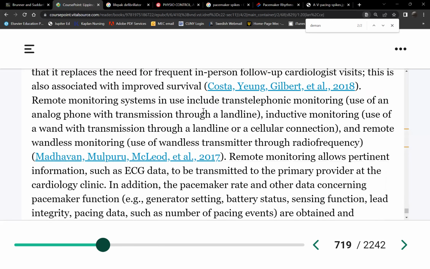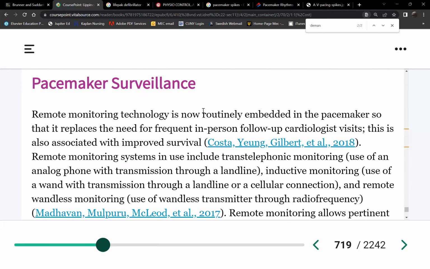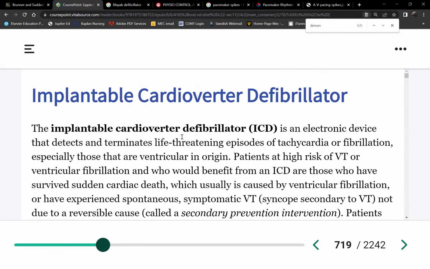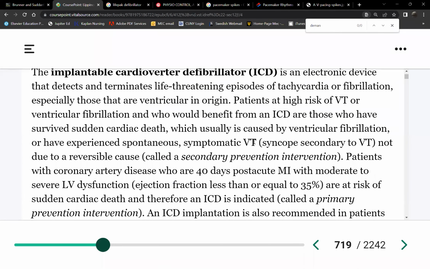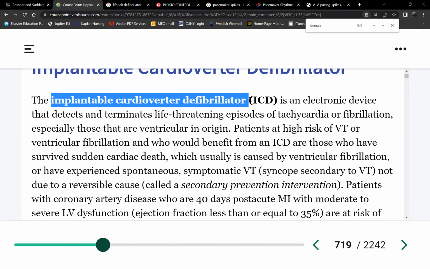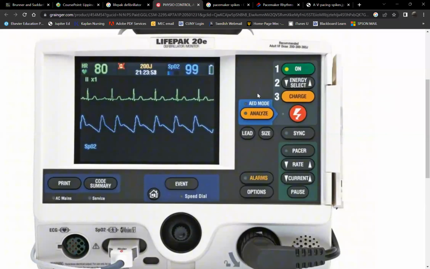Pacemaker, so how many times is it checked? Twice a year, every 6 months. ICDs. So who gets an ICD? What is an ICD? Implantable cardioverter defibrillator. It's a mini defibrillator. So you grab this one and turn it into a tiny bitty device. There you go. That's a defibrillator cardioverter.